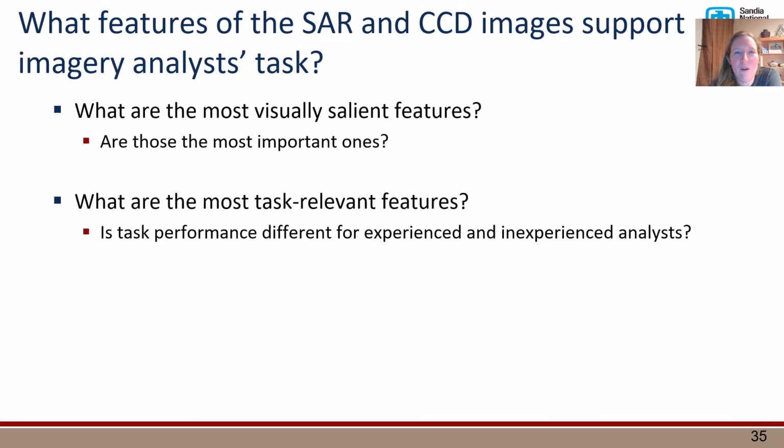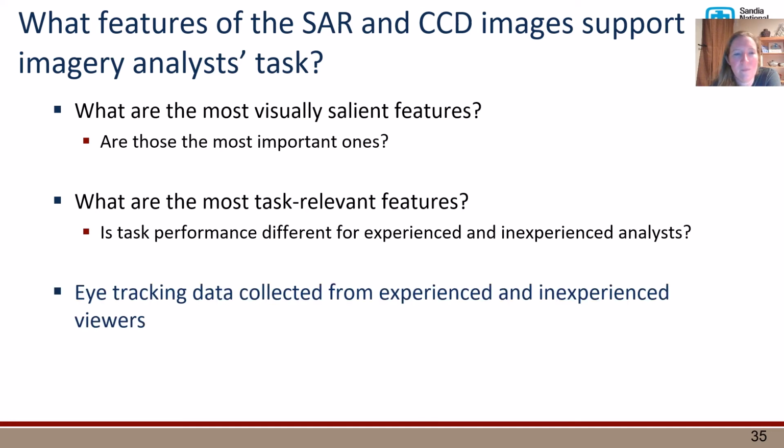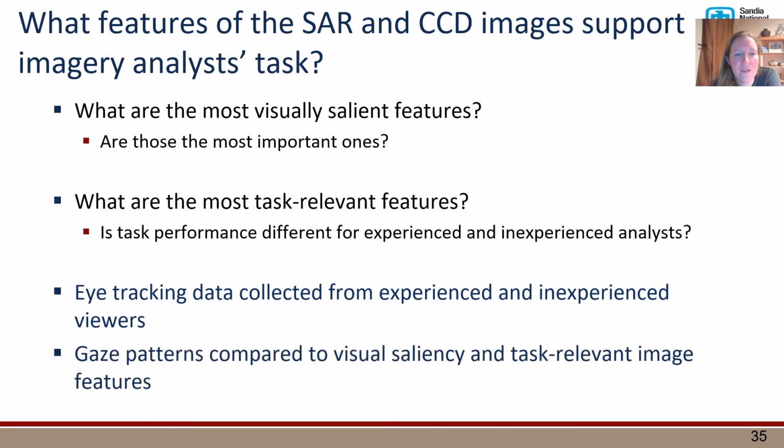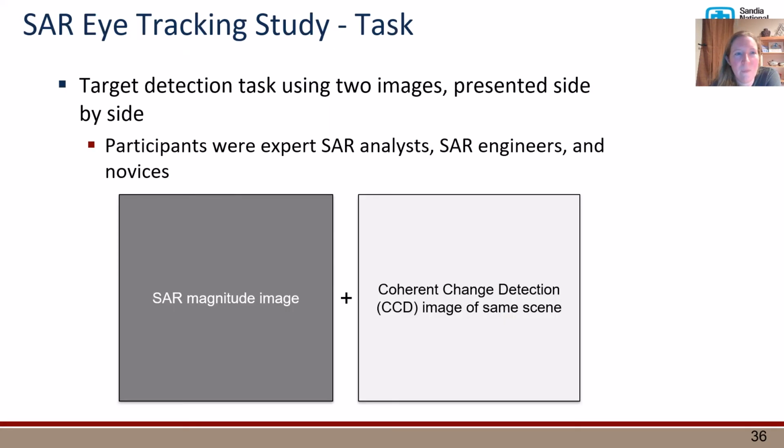So we wanted to know what features of the SAR and CCD images support an imagery analyst task. First, what are the most visually salient features, and are those the most important ones? And second, what are the most task-relevant features? As a secondary question, we wanted to know if task performance was different for more experienced or less experienced analysts. So we collected eye tracking data from experienced and inexperienced viewers and took those gaze patterns and compared them to visual saliency maps to see how they differed.